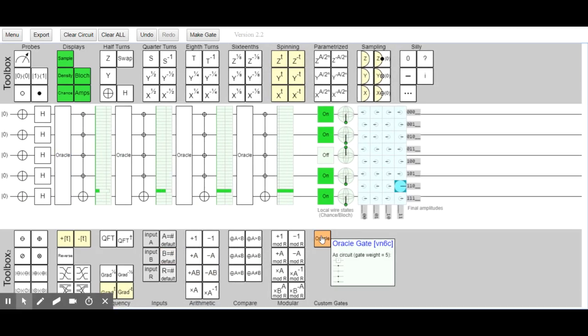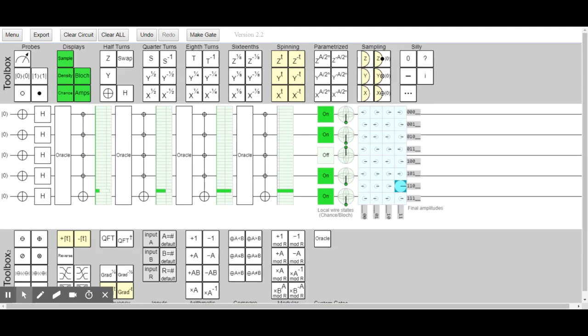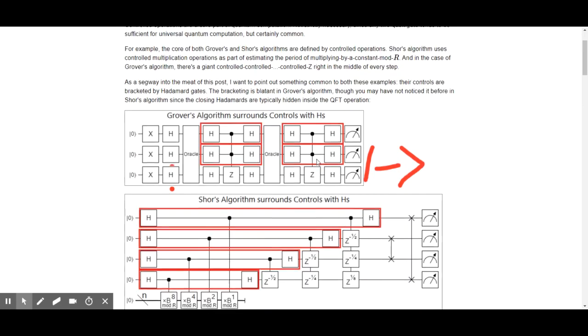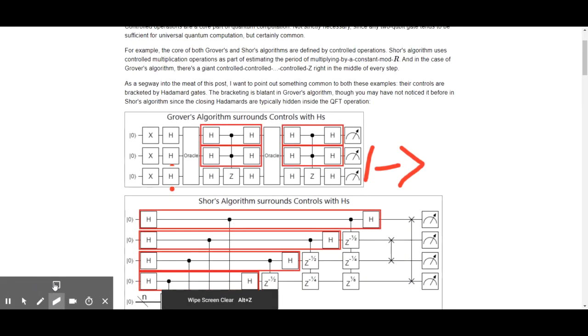The oracle is clear. I'm not going to get into that. It's basically a control Z on a specific set of controls. And remember that it doesn't matter what the target bit is for the control Z. So it's just 11011. So that's good. But let's get into this article. Maybe this is going to clarify some of the things here.